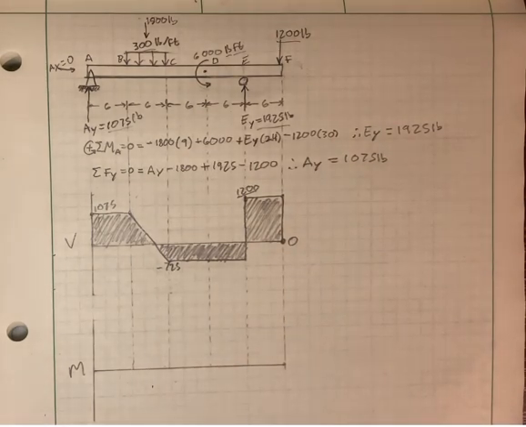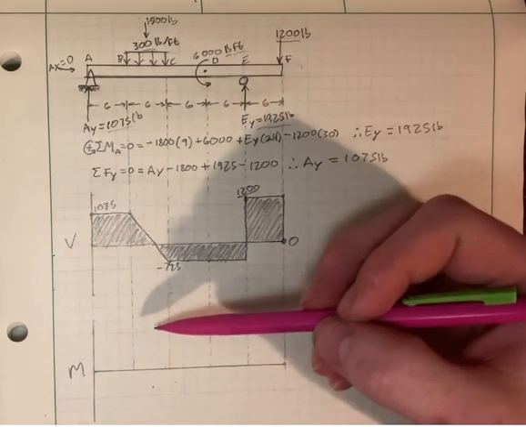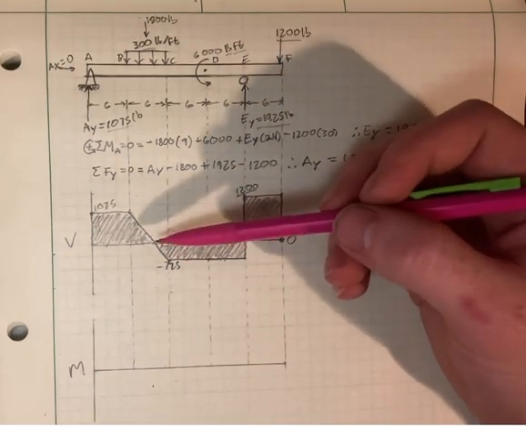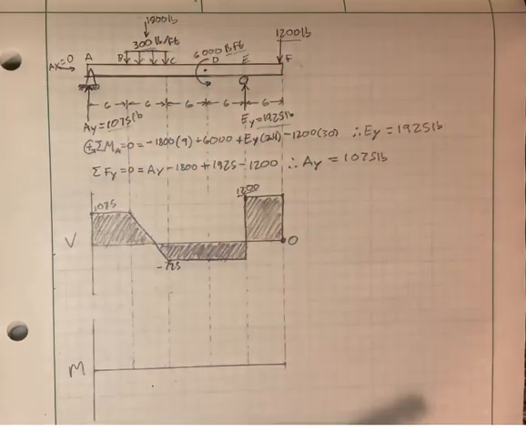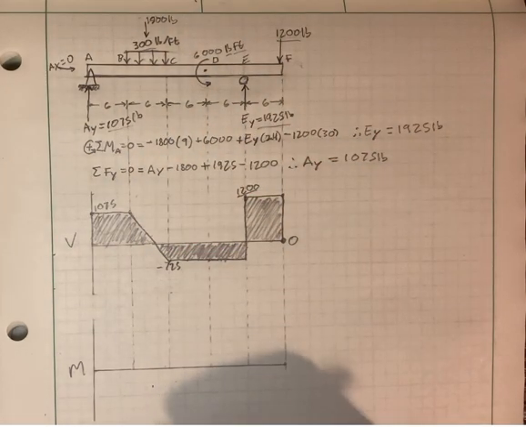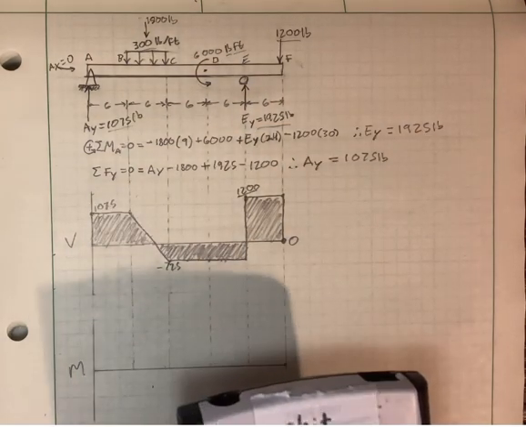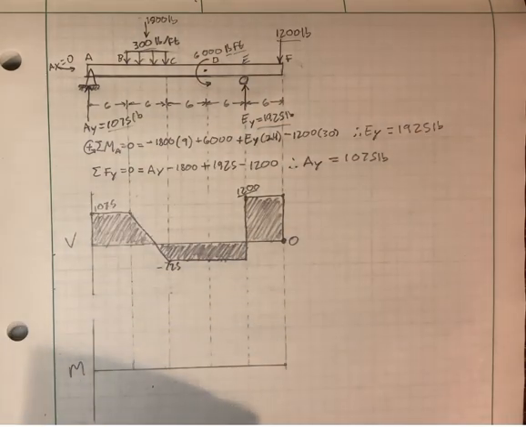Now let's do moment. This is a little bit more exciting, a little bit more going on. We're gonna have a parabola in here somewhere because of this line, right? A linear line integral would be a parabola. So let's get it going. I work directly off of the shear diagram.